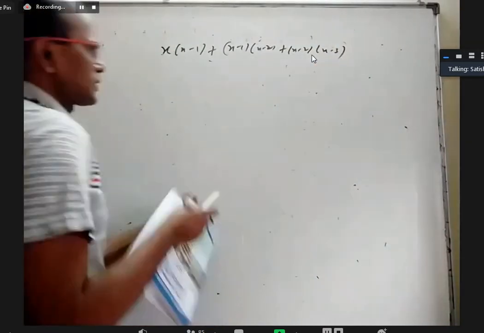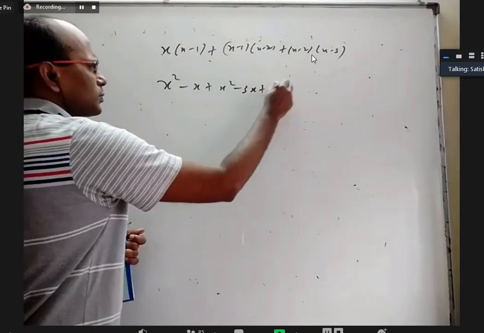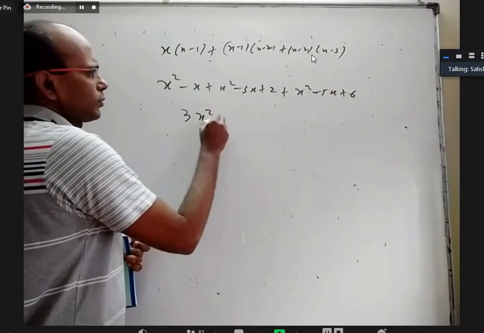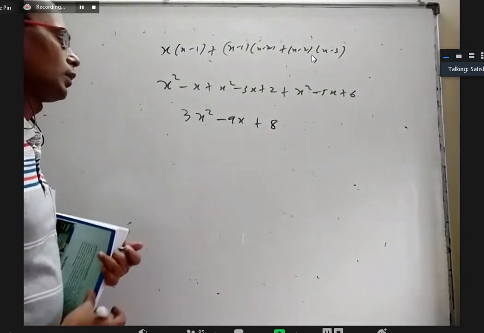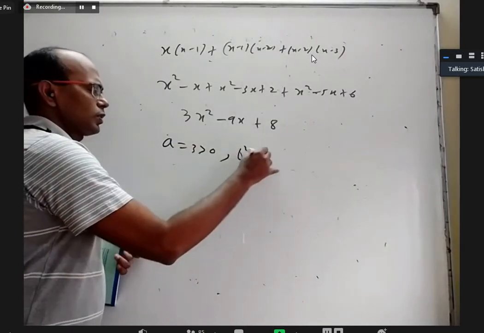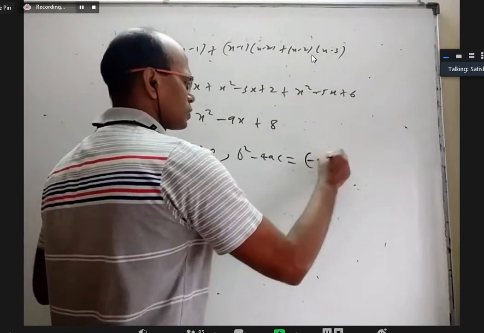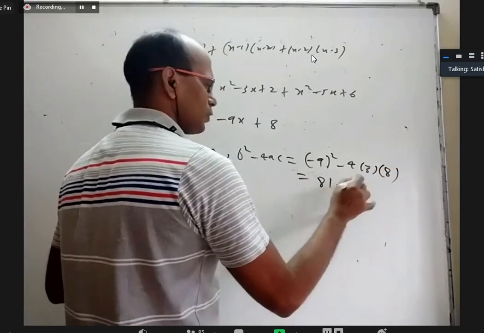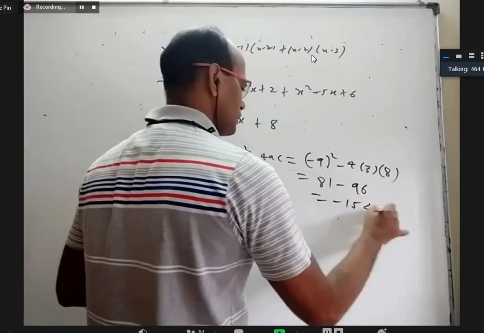Let me just expand, see what is happening. x square minus x, plus x square minus 3x plus 2, plus x square minus 5x plus 6, and add 3x square minus 9x plus 8. Okay. What is a? 3, positive. What is b square minus 4ac? You'll get minus 9 whole square minus 4 into 3 into 8, which is 81 minus 96, which is minus 15, which is less than 0.